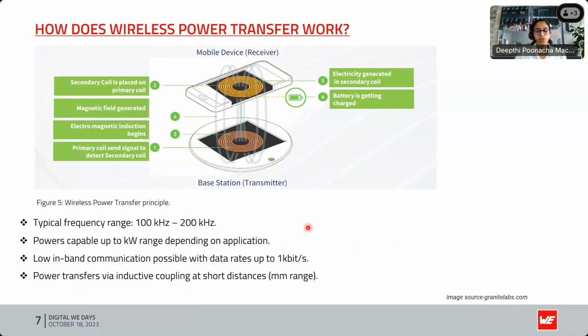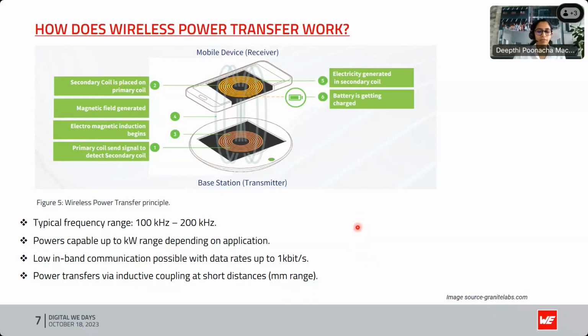The typical frequency range of wireless power transfer is defined between 100 kilohertz and 200 kilohertz. And it's a short range of transfer of power. The power capable of being transferred using wireless power transfer is up to a few kilowatts, depending on the application. The type of communication that is possible in wireless power transfer is low in-band communication with a low data rate of only up to a few kilobits per second. And like I already mentioned, the power transfer via inductive coupling can happen at short distances only, so the range is limited to a few millimeters.